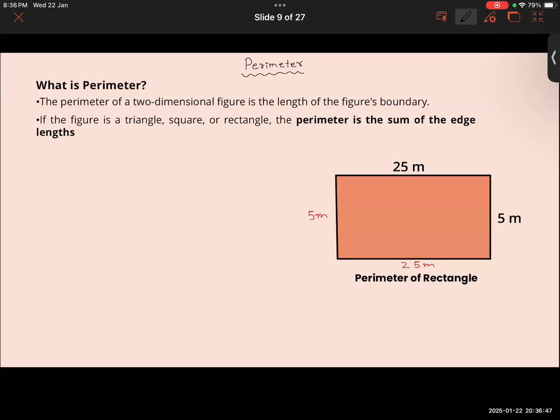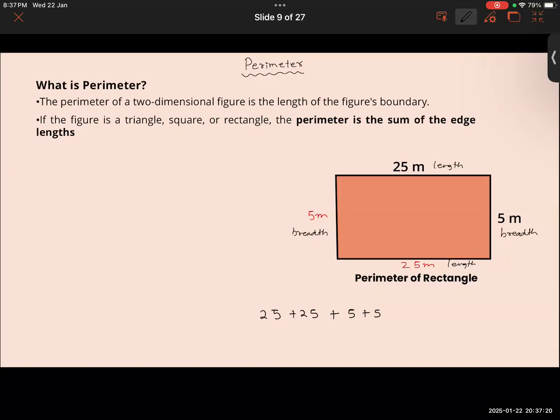Okay, no issues. Now, to find the perimeter, we are going to add the length of the boundary of this two-dimensional figure here. So that is going to be 25 plus 25 plus 5 plus 5, right? And as we know that this is basically the length, that is also the length of the rectangle. This one is the breadth, and this here also is the breadth of the rectangle.